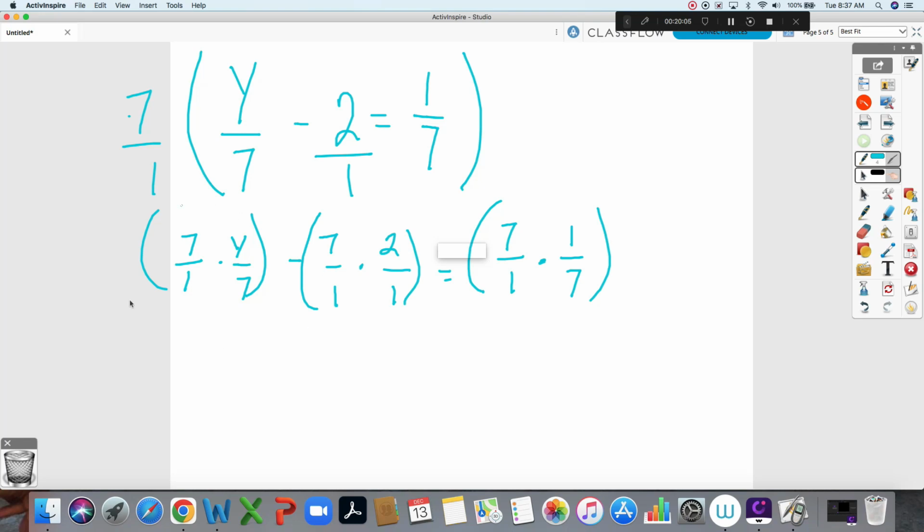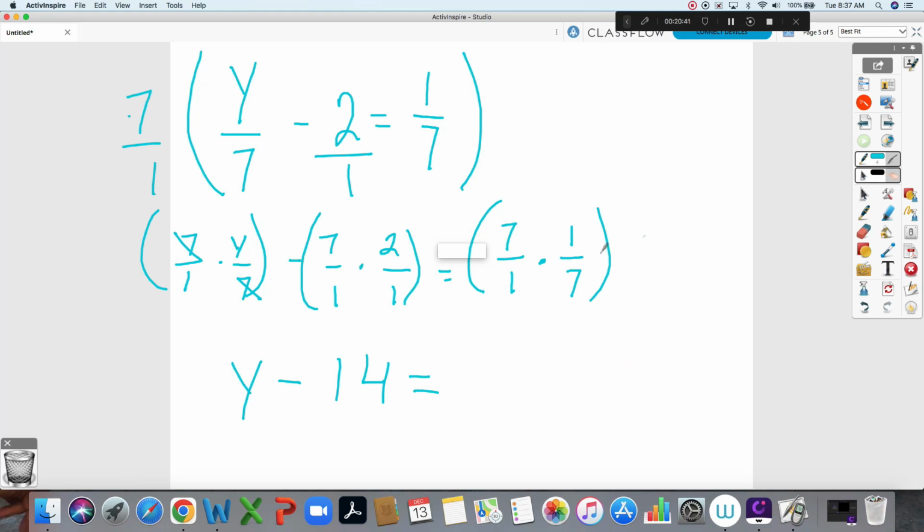Austin, what is in this first set of fractions that I can cross cancel? The 7s. So that leaves me a y over 1 or just y. Is there anything in this set of fractions here I can cancel, Mason? No. No, there is not. I have a 7 and a 1 across from each other and a 2 and a 1 across from each other. So I just have to multiply those straight across.